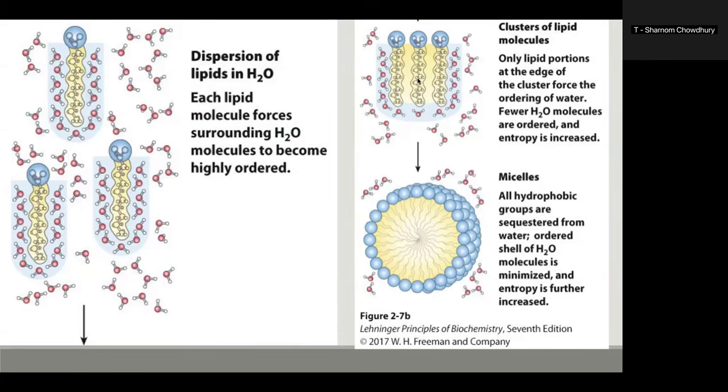However, what happens if you have a cluster of lipid molecules? As you see here, only the ones at the edge of the cluster can create a strong ordering of water. However, in the middle, there isn't as strong of an ordering, so entropy is increased.